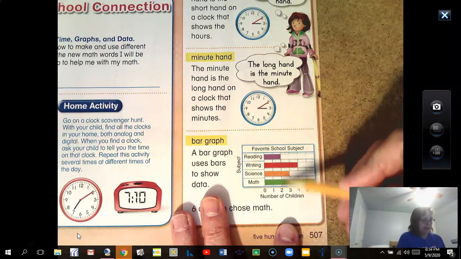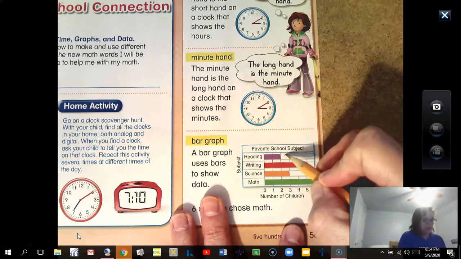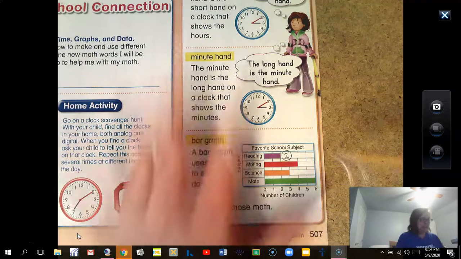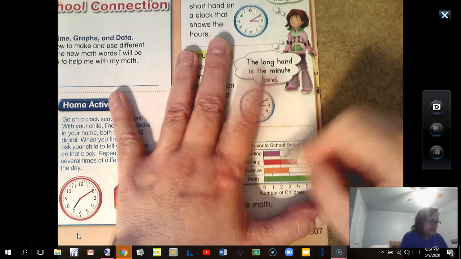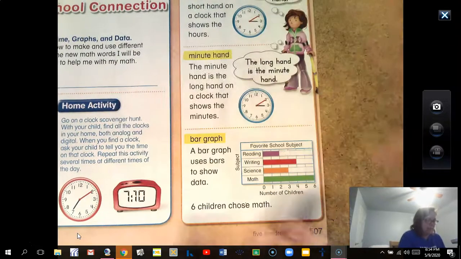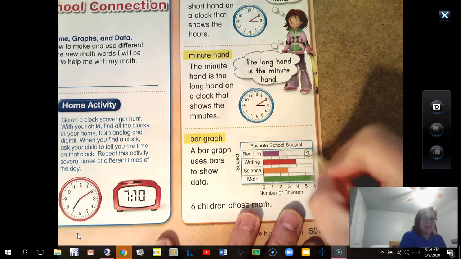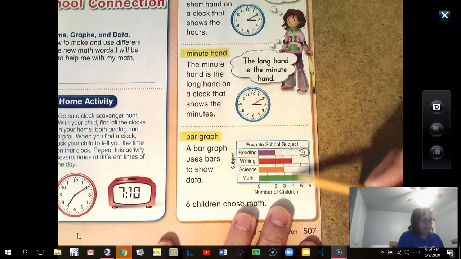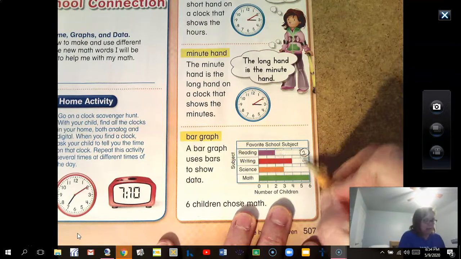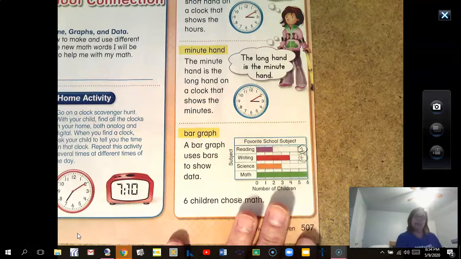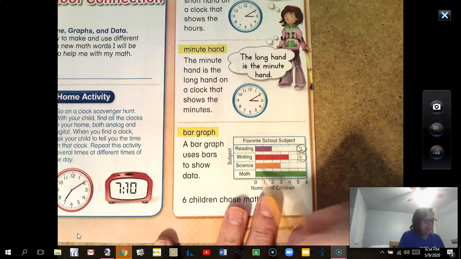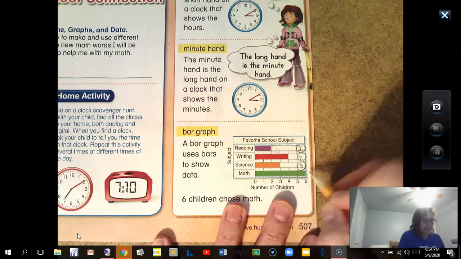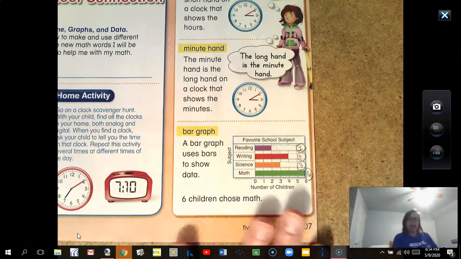If I follow that line down, 2 children like reading as their favorite subject. I'm going to put this over here a little bit towards the end. Okay, 2. And writing, we go all the way to the end and then we follow it down. 4 children felt writing was their favorite. And science, 3 children liked science, and 6 children liked math.